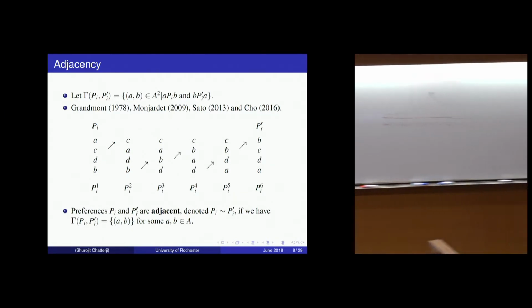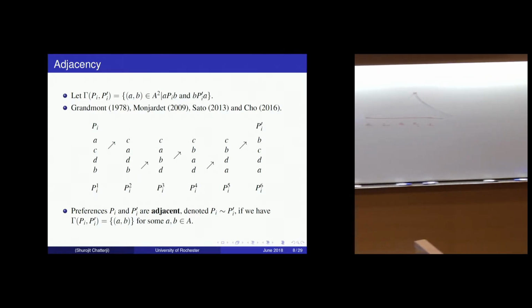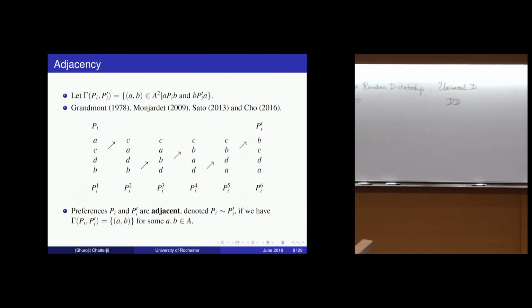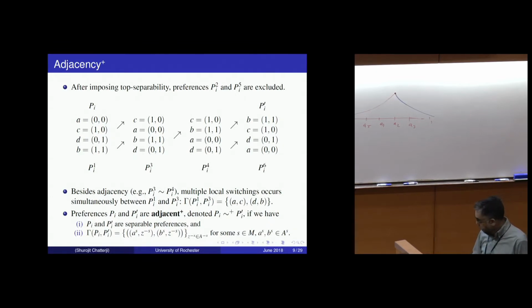And the domain is connected when I can find a sequence starting at pi, culminating at pi prime, where all contiguous preferences are adjacent. So basically the idea is I can reconcile the differences between pi and pi prime by a sequence of small flips. So this is the notion of adjacency. This notion of richness has been quite useful in the current literature on this topic. So the natural thing to do would be to try to use this notion of richness in our study as well. Unfortunately, it fails in our context.